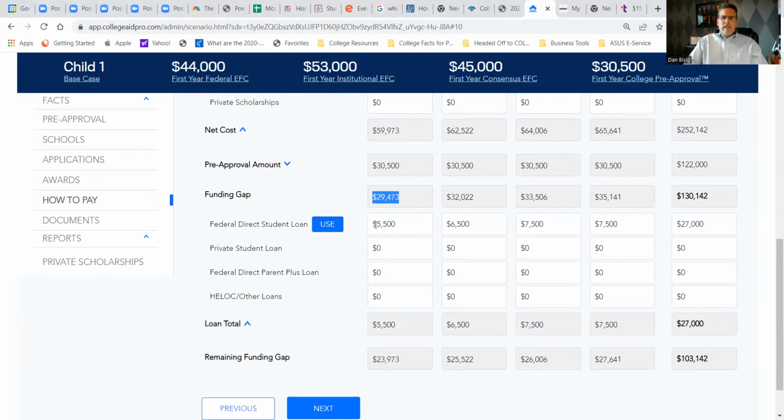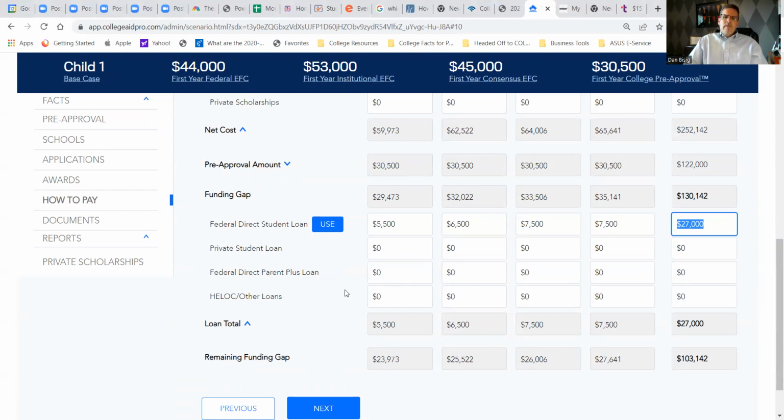Well, in this particular case, I'm already showing you the fact that your student could go ahead and use the federal loans. So they've got $5,500 available to them the freshman year, $6,500 sophomore, $7,500 junior, $7,500 senior, for a grand total of $27,000. However, you also could look at additional private student loans, federal direct loans, a home equity line of credit, or other loans that you might want to consider.